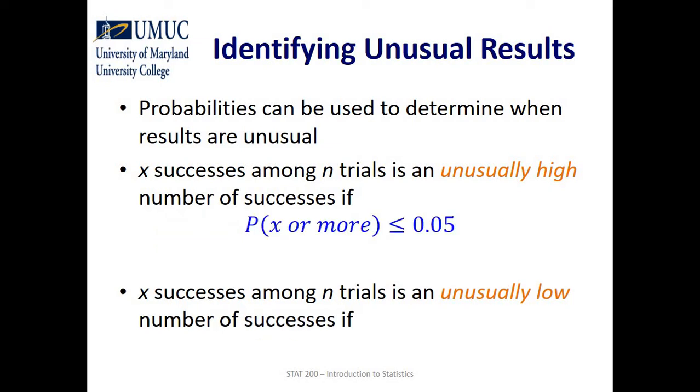Okay, X successes among N trials is unusually low if the probability that we get X or fewer successes is less than or equal to 0.05. Again, we're using the probability of 0.05 as our cutoff value to tell us that something is unusual. If we have a probability of 0.001, that's less than 0.05, so it probably doesn't occur normally, and we need to figure out what is causing it.